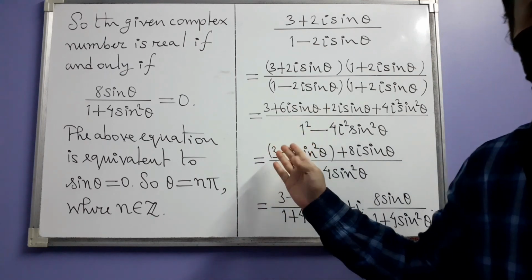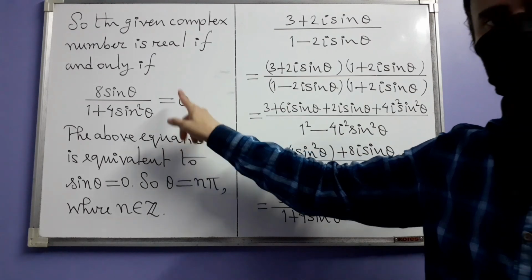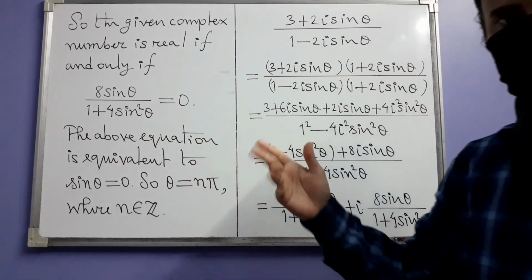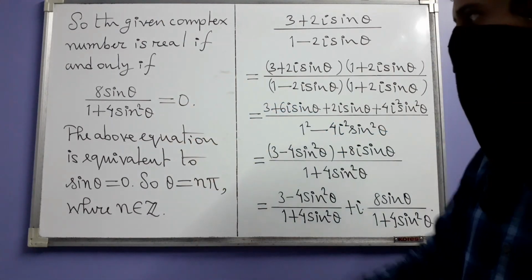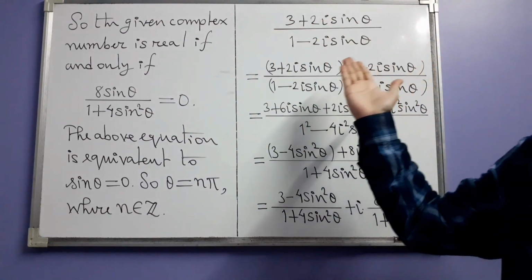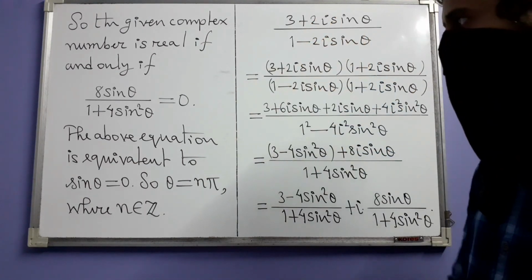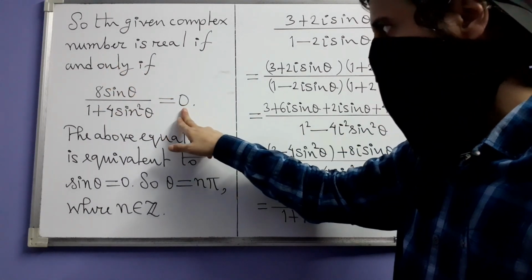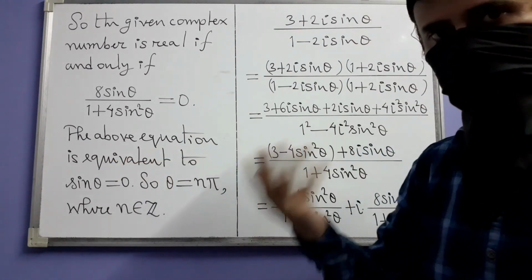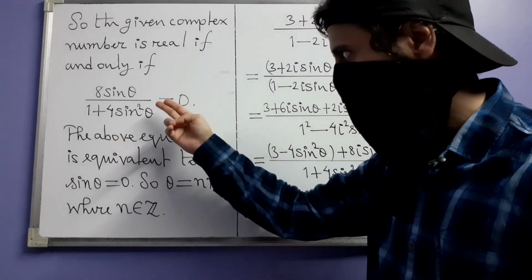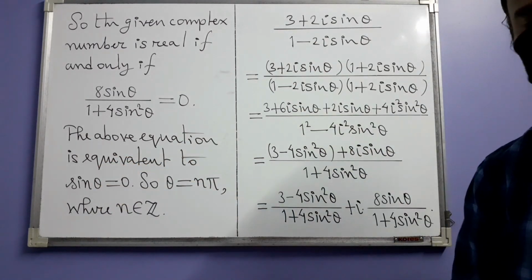So the given complex number is entirely real if and only if this imaginary part is equal to 0. 8 sine theta divided by 1 plus 4 sine square theta has to be equal to 0. If and only if means what? It means that if this is 0, then this is real, and conversely, if this is real, then this is 0. And this quantity is 0 if and only if. So again, we did not write if and only if, we are writing it slightly differently, but with the same meaning. The above equation is equivalent to this condition, that sine theta is equal to 0.